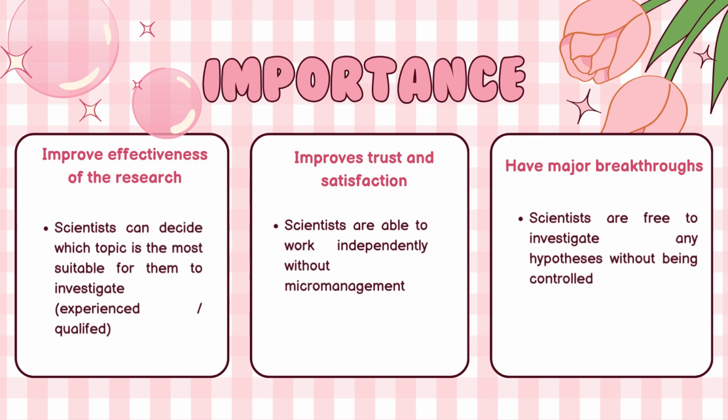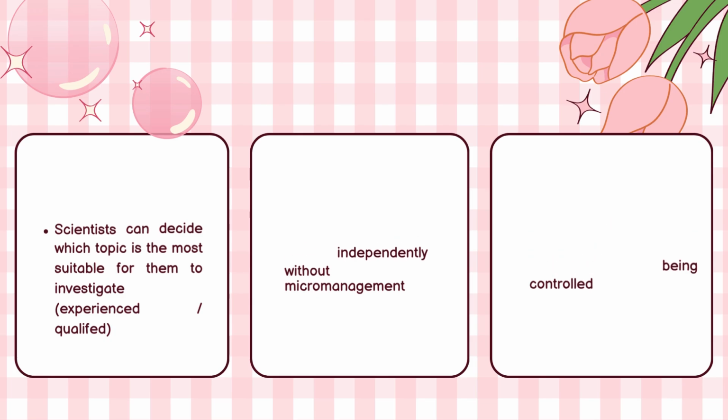The first one is improve effectiveness of the research. Scientists can decide which topic is the most suitable for them to investigate, whether it is experienced or qualified. The next one is improve trust and satisfaction. Scientists are able to work independently without micromanagement. And the last one is have major breakthrough. Scientists are free to investigate any hypothesis without being controlled.